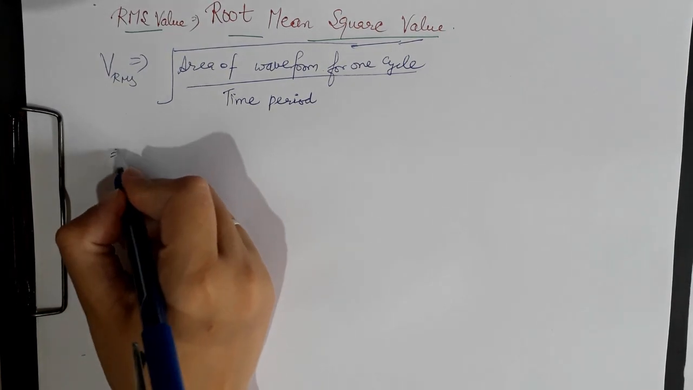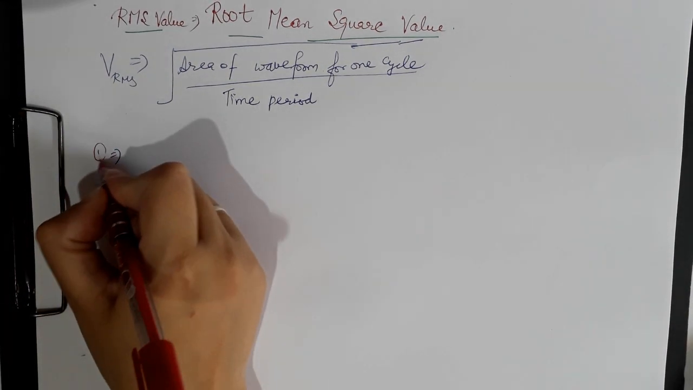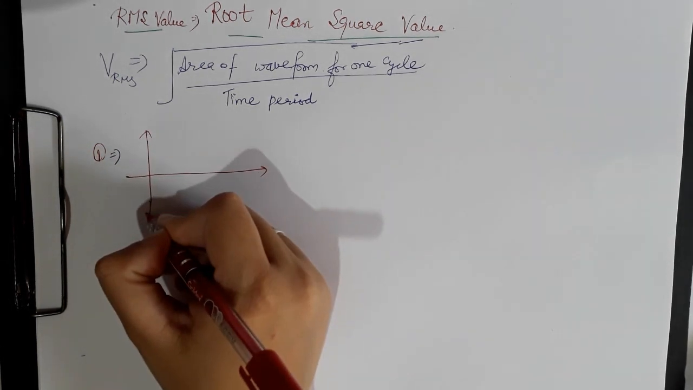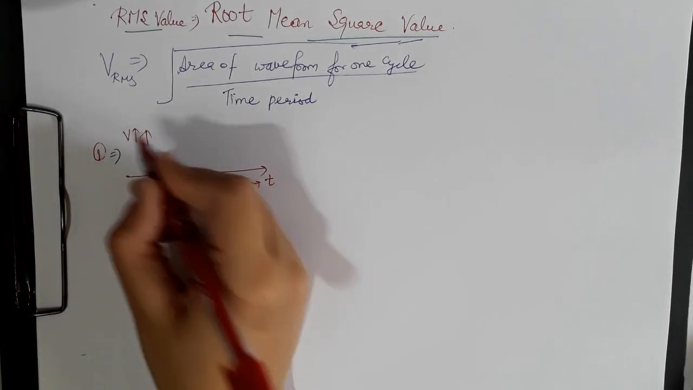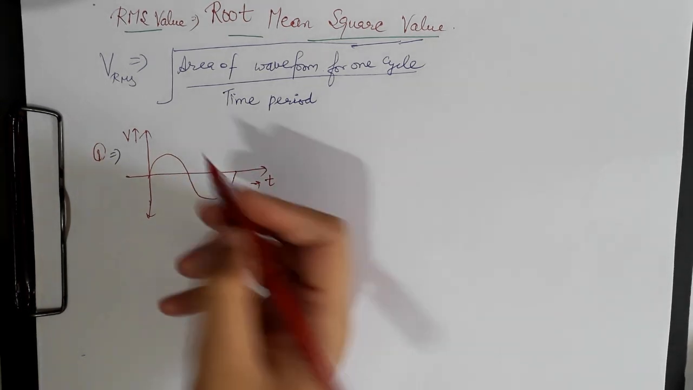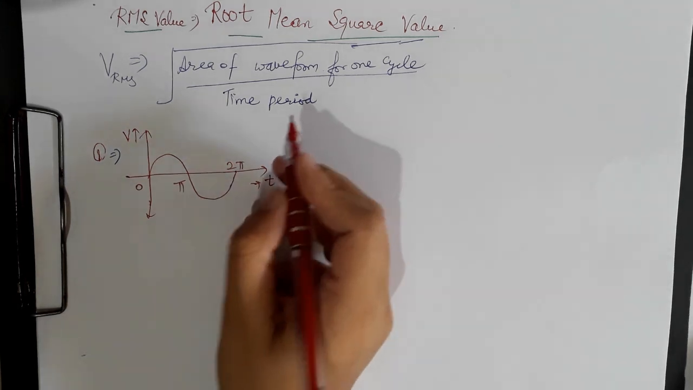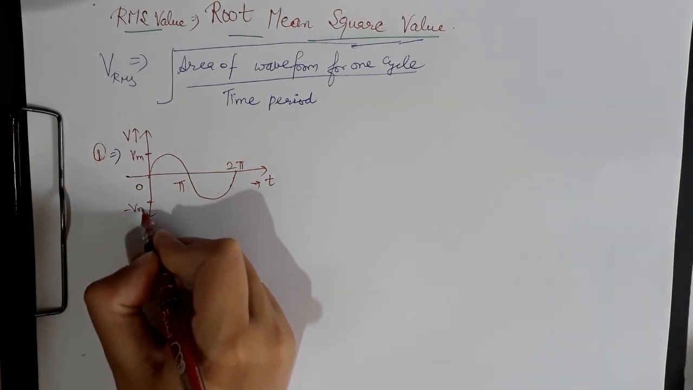नाउ फ्रेंड्स, टेकिंग फर्स्ट वेवफॉर्म, this is our first waveform. This is time axis t and this is v, voltage. So this is a sine waveform. This is 0, this is pi and this is 2 pi. This is Vm and this is minus Vm.